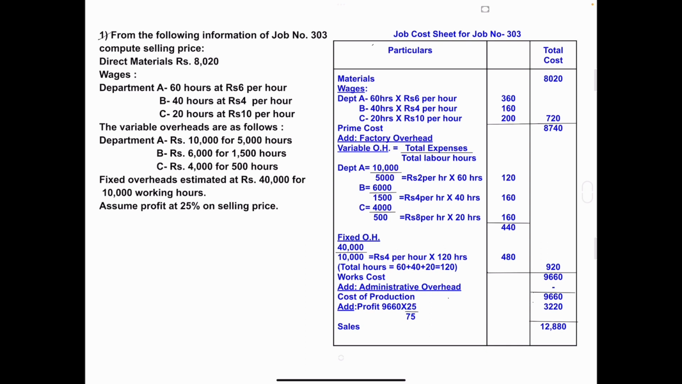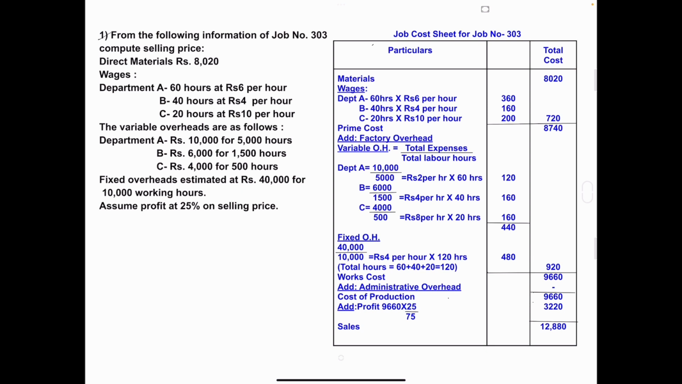Problem number 1. From the following information of job number 303, compute selling price. Direct material 8020, wages: department A 60 hours at rupees 6 per hour, B 40 hours at rupees 4 per hour, C 20 hours at rupees 10 per hour.